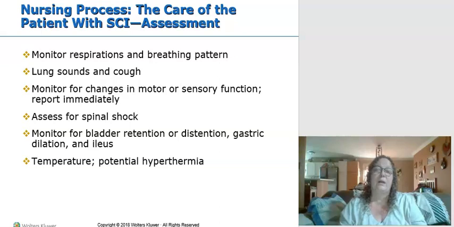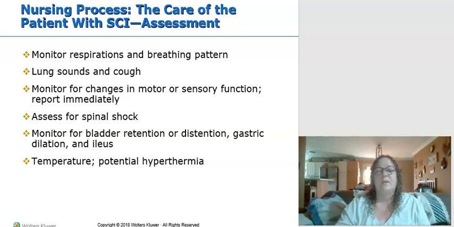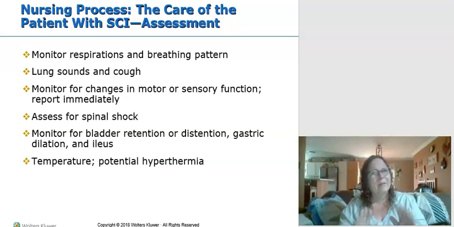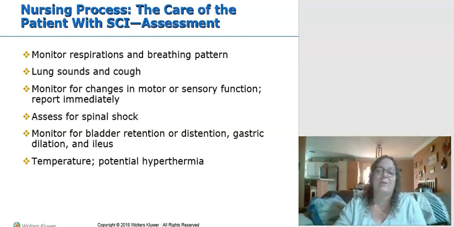We want to make sure that the patient is participating in pulmonary toileting. We want to avoid pneumonia as a secondary complication. So incentive spirometer, deep breathing, coughing, sort of thing. Remember, we won't be percussing the back if we have an acute spinal cord injury, but we can take other measures, right?